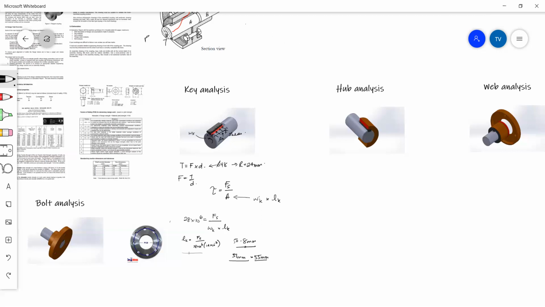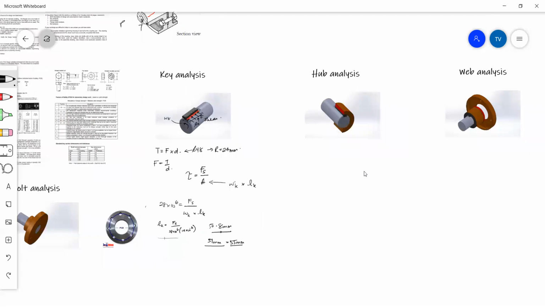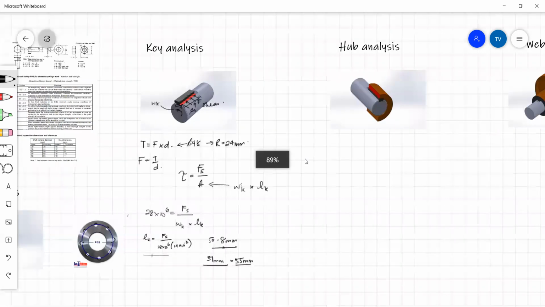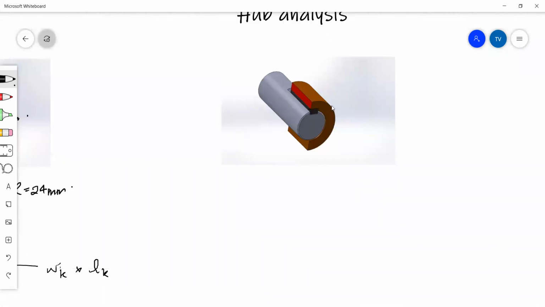All right, moving on to the hub analysis, if there are no more questions. The hub analysis is a bit of a longer one. You have to make some assumptions along the way when you calculate your hub thickness. The hub thickness is what we're trying to find here. By hub thickness, I mean this thickness from here to here. This is the hub thickness, the thickness of the hub above the key.